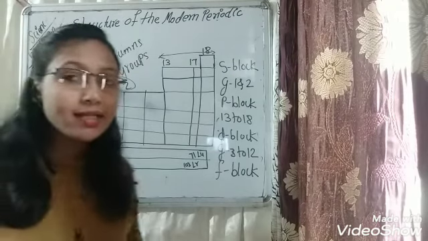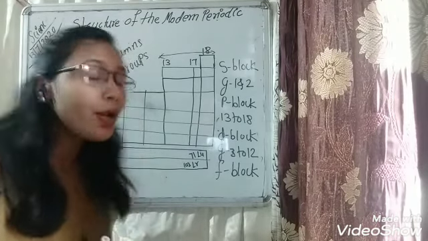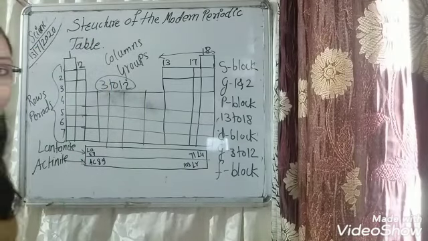As the modern periodic table is divided into 4 blocks, next is group number 1. Are you able to see group number 1 here? So what does group number 1 contain?